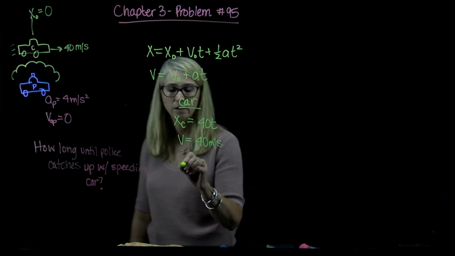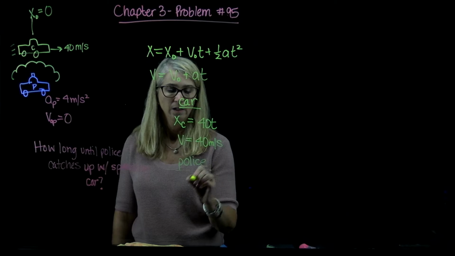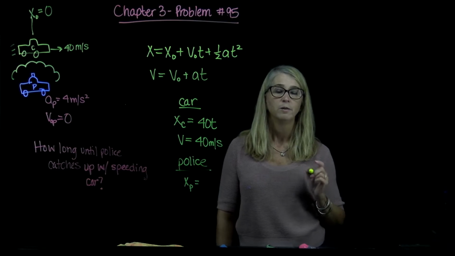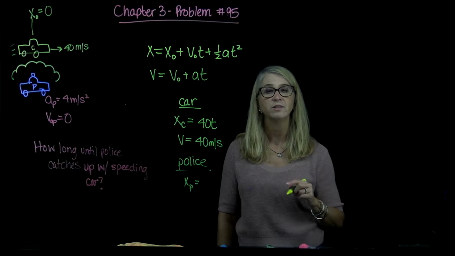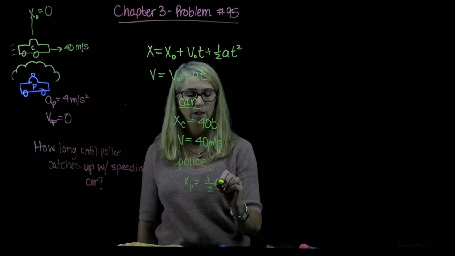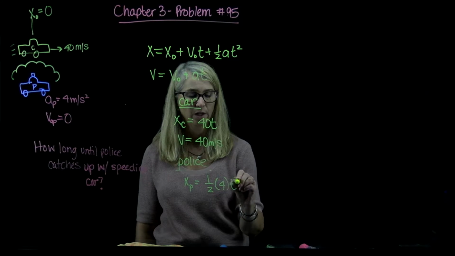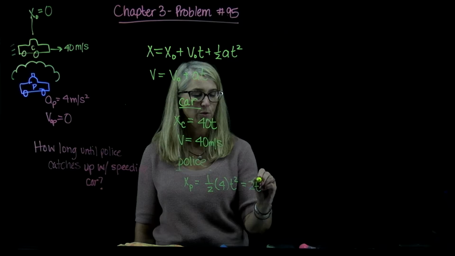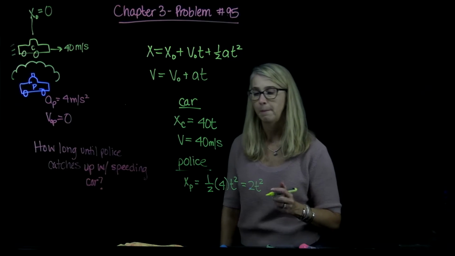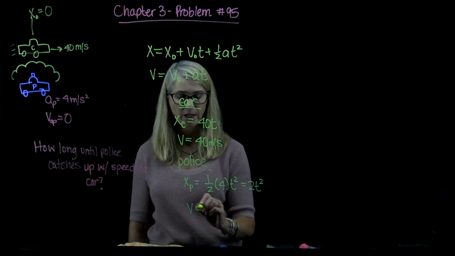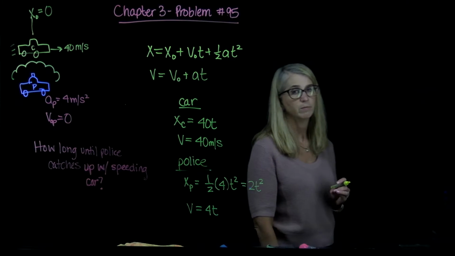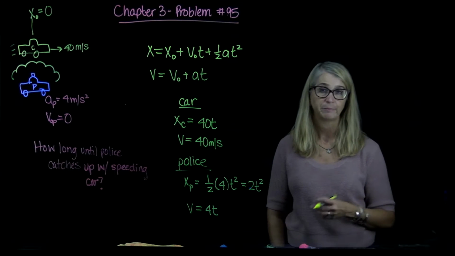Now for the police car, for his position, again, he is also beginning at x naught equals 0. But his initial velocity was 0 as well. So the only term here is 1/2 his acceleration times his time squared, which turns out to be 2t squared. So that's how we describe the position of the police car. His initial velocity was 0, and his acceleration is 4, so his velocity can be given by 4 times t.